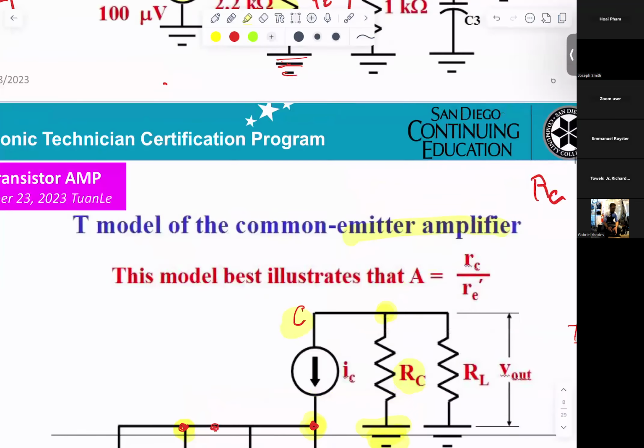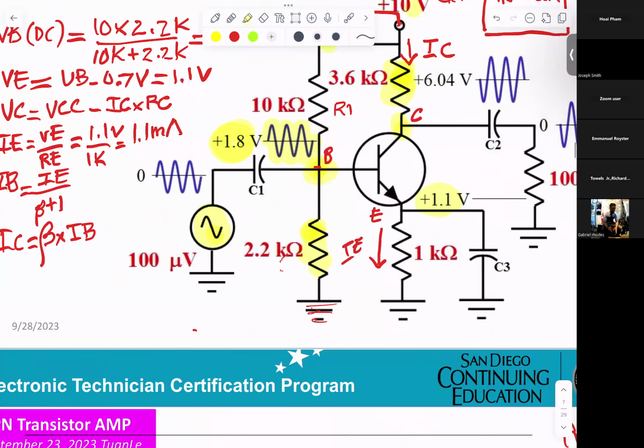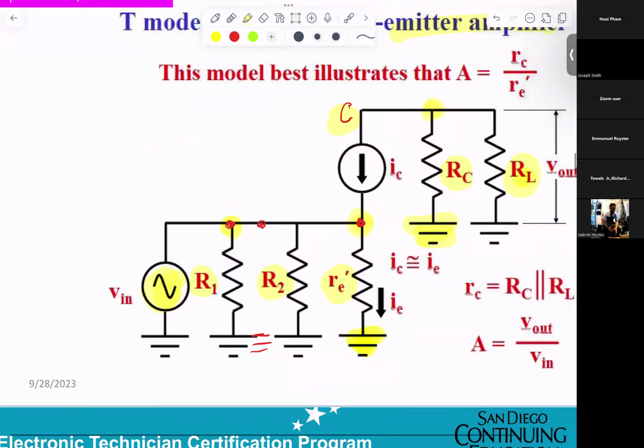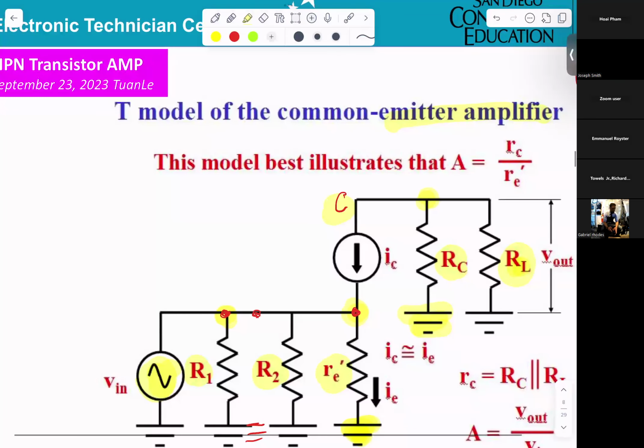And the last one, RL. RL here, one side connects to the collector, the other side connects to the root. So that's why. That completes the model.